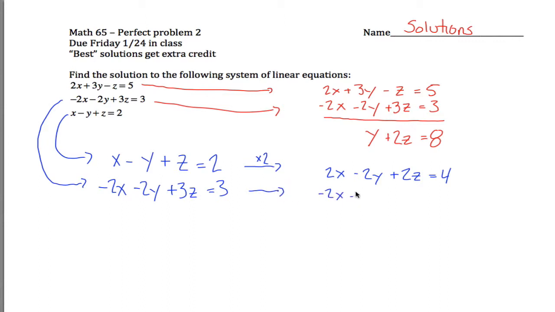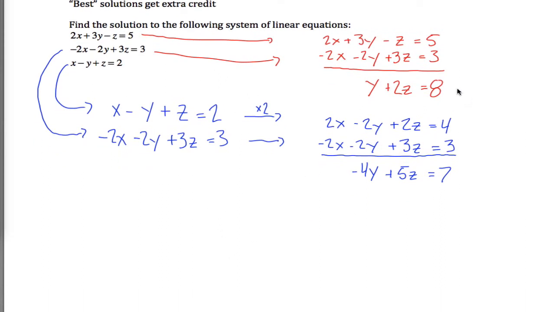And then we can leave our bottom equation alone: negative 2x minus 2y plus 3z is equal to 3. And add these equations together. Note that again my x's cancel out. 2x, negative 2x, those cancel out. Negative 2y minus 2 more y gives me negative 4y. Careful there, it'd be easy to think those canceled out too. 2z and 3z gives 5z. 4 plus 3 is 7. So what I now have are 2 variable equations. I'm going to copy them down here.